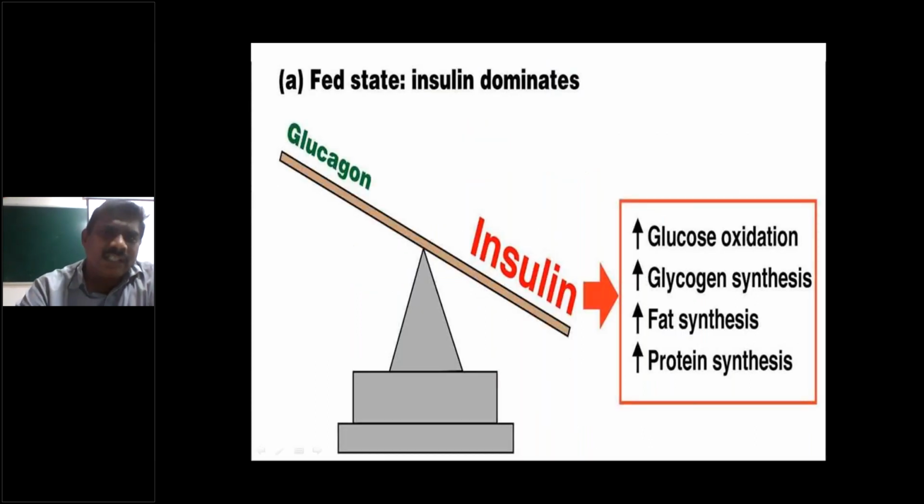So in the well-fed state, what will happen? Insulin levels are very high. In the well-fed state, insulin dominates. Insulin increases glucose oxidation, glycogen synthesis, fat synthesis and protein synthesis. All these pathways are activated by insulin.